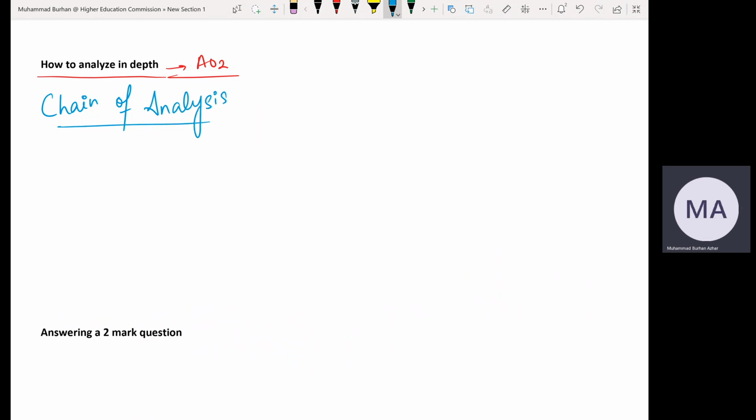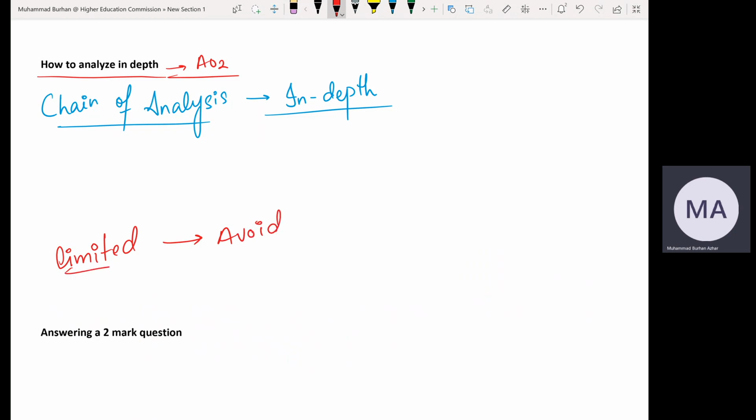and this chain of analysis, what it means is कि you are analyzing something in depth. This is what a chain of analysis is, ठीक है? And on the contrary, जो कि हम कहते हैं, which is limited analysis, ये आपने avoid करना. And let's talk about these कि क्या होता है ये.